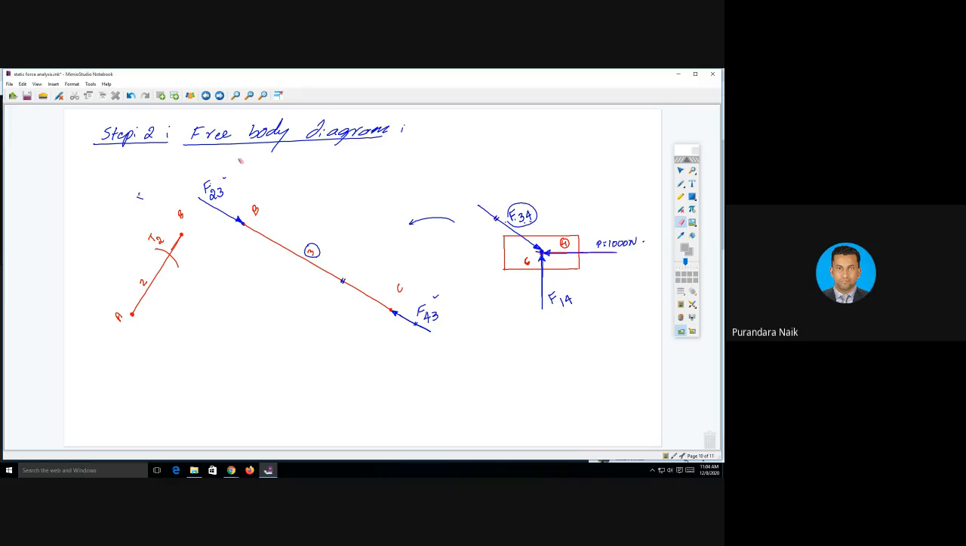See, I have a force F23 on link number 3. The same amount of force will be acting on link number 2, because one force is acting on link number 3 by link number 2. The same amount of force will be acting on link number 2 by link number 3. Is it okay? So point B is acted on by a force F23 on link number 2. Point B is acted upon by the same amount of force, but opposite to F23. This is F32, the force by link number 3 on link number 2.